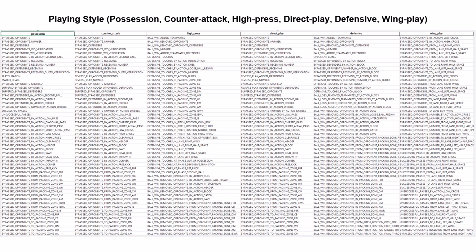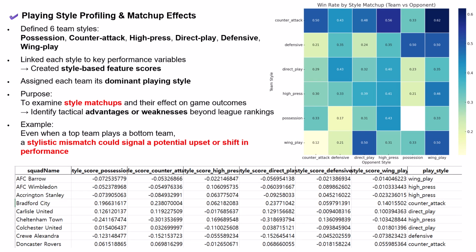Defensive teams, on the other hand, are identified through high defensive involvement in deeper areas and clearance under pressure. I also included direct play indicators like long balls and aerial duels, and wing play metrics such as crosses and progression through wide lanes. So this structured variable grouping allowed me to assign a dominant playing style to each team, which I later used to analyze style matchups and their potential influence on the match outcomes beyond just teams' rankings.